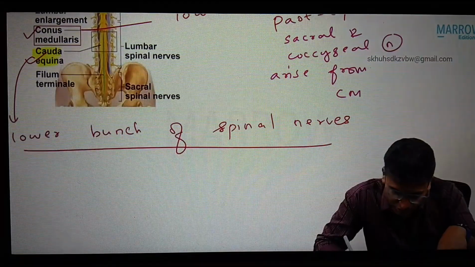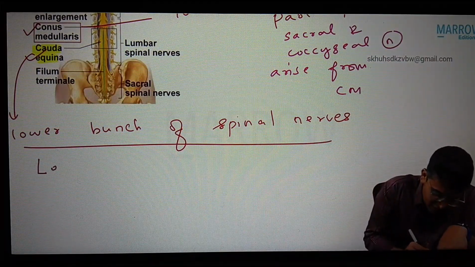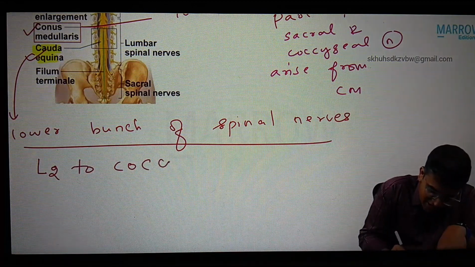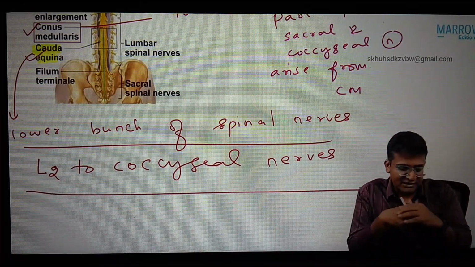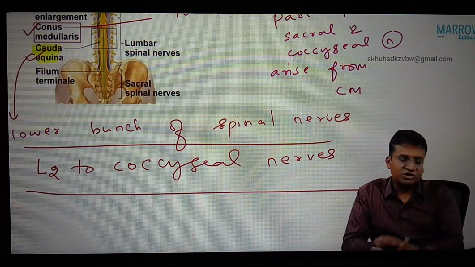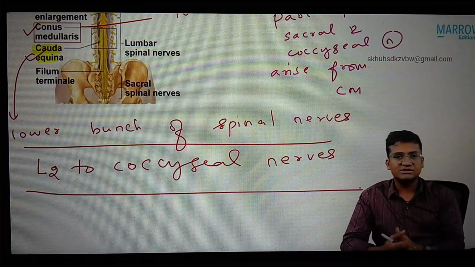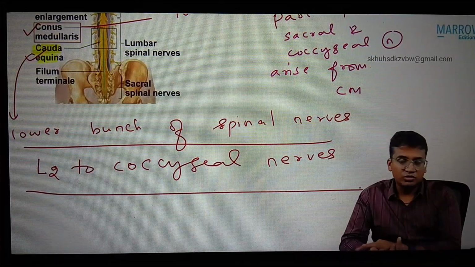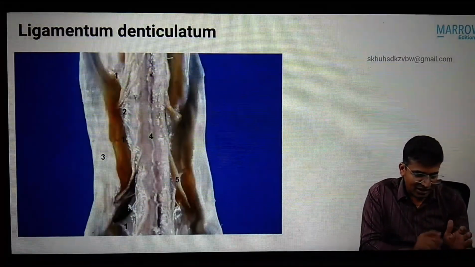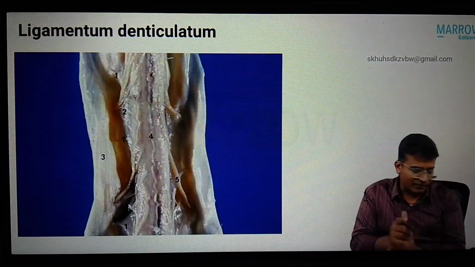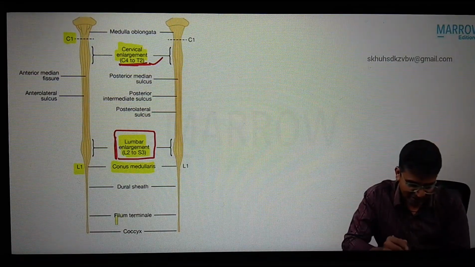Okay. So the lower bunch of spinal nerves called cauda equina, from which nerves? From L2 to coccygeal nerves. So from L2 to coccygeal nerves, the lower bunch of the spinal nerves is called cauda equina. So remember these two terminologies. Right. Next, we're going to see some modifications of the pia mater. Now we have two modifications of the pia mater. One is our filum terminale. That is a modification of pia mater.